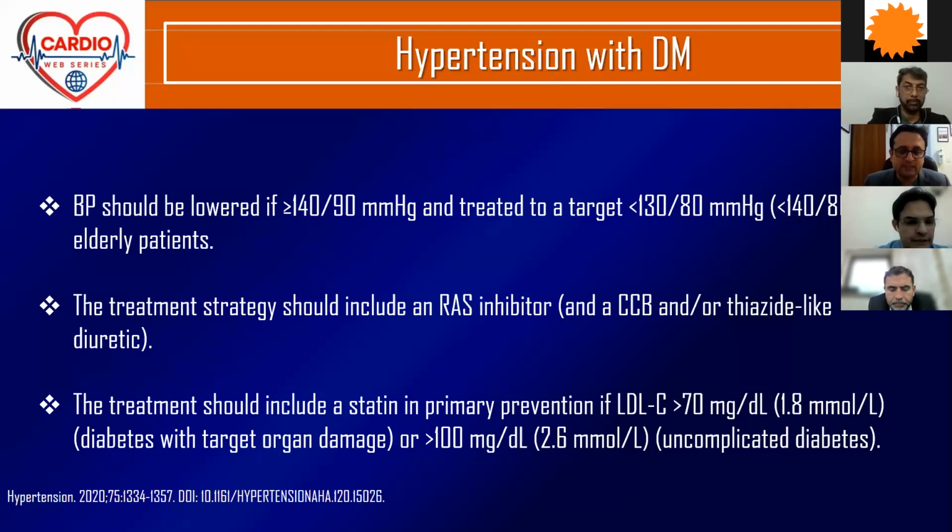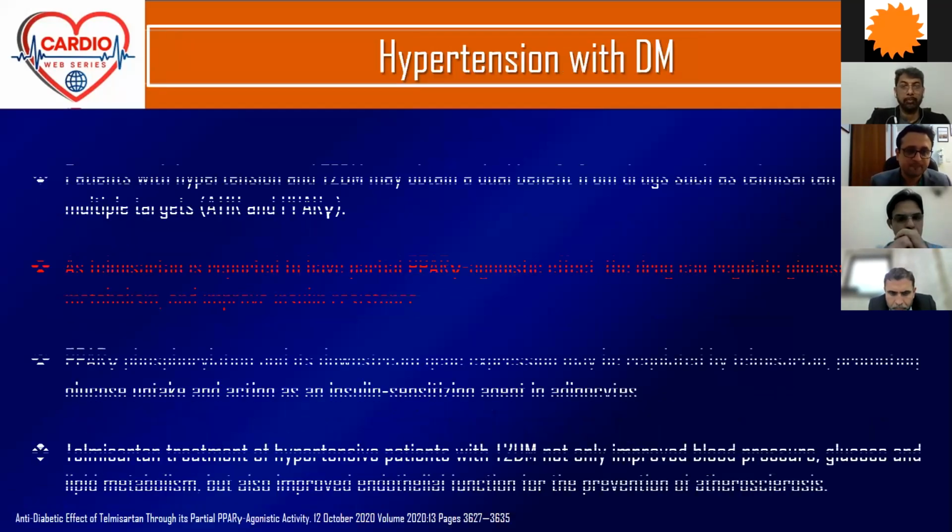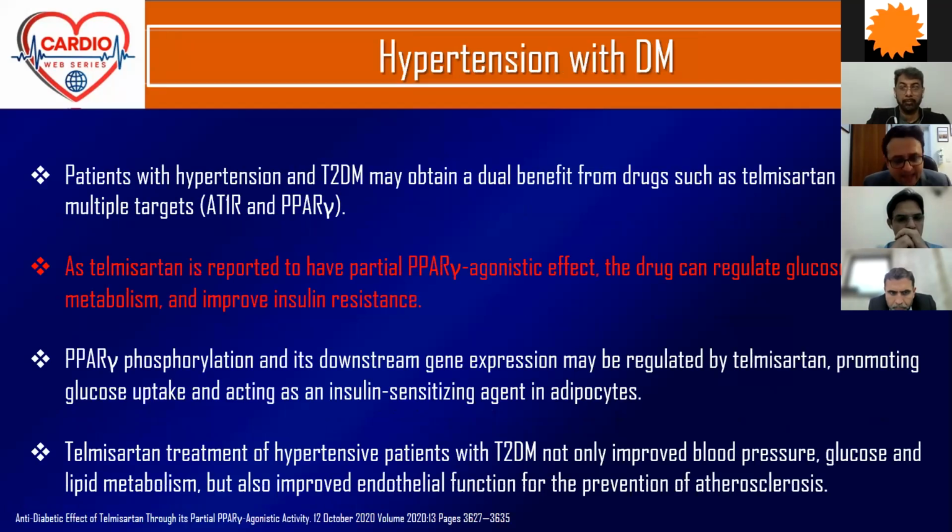Treatment should also include a statin for primary prevention. If they have complicated diabetes, that is with target organ damage, you try to reduce their LDL to 70, or try to bring it down to less than 100 if they do not have any complications of diabetes. So we have a vast body of evidence for use of ACEs and ARBs in diabetic population.